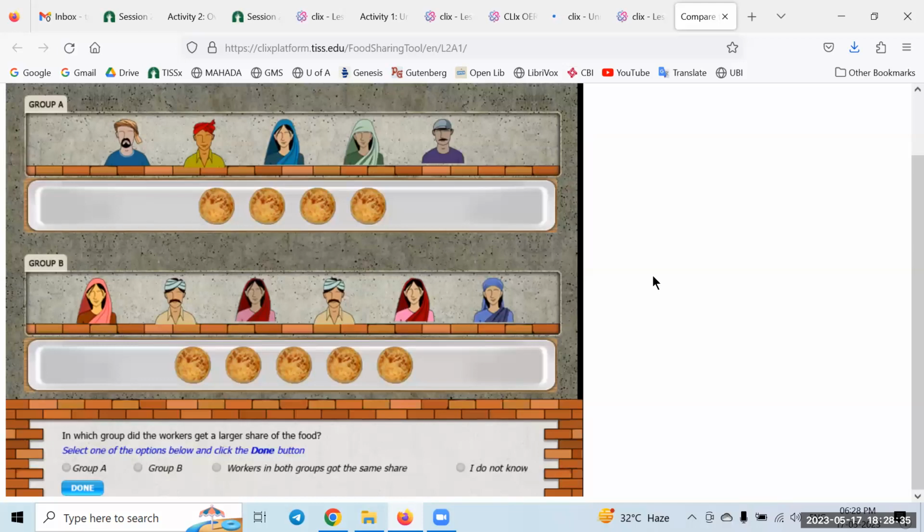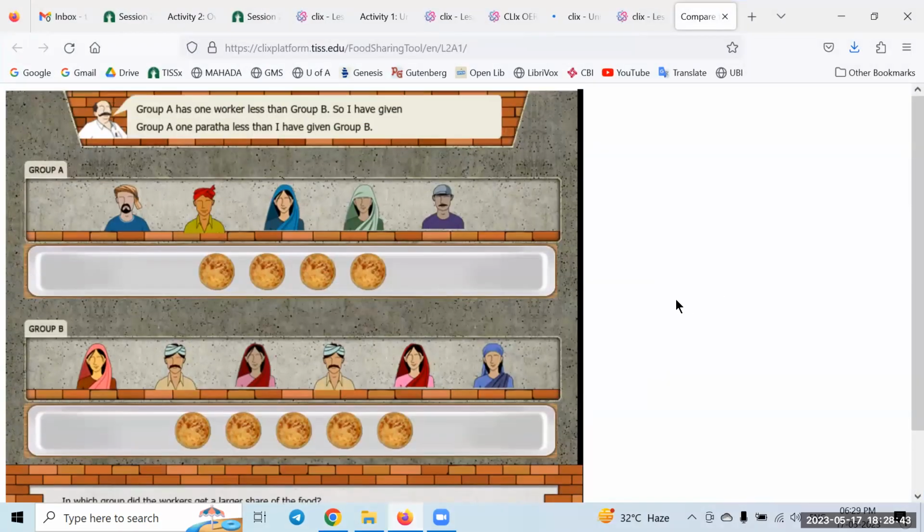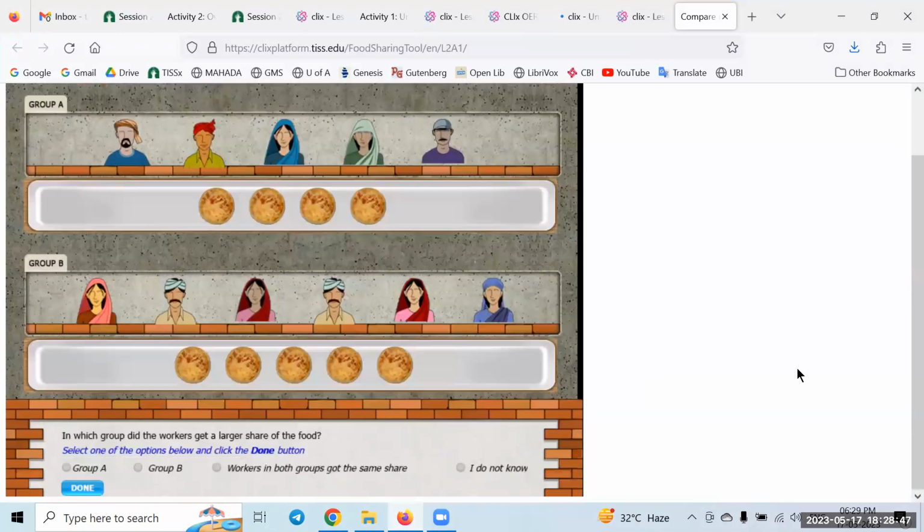So when you click on no, it takes you to the next set of questions. In which group did the workers get a larger share of food? You have to think about which one they got the larger share. Group A or group B? Or workers in both groups got the same share, or I do not know. Which one would you say?